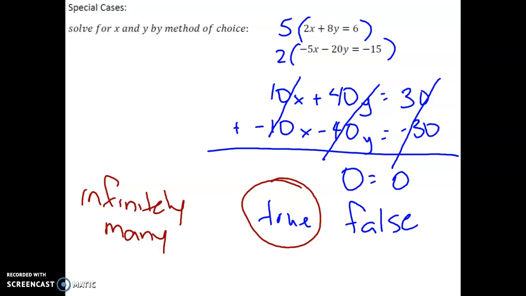In this case, if I were to solve both of my equations for y and get them ready to graph, I would see that they are exactly the same line. They have both the same slope and the same y-intercept.